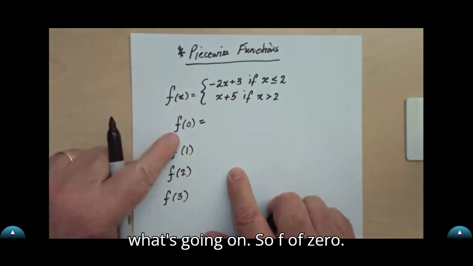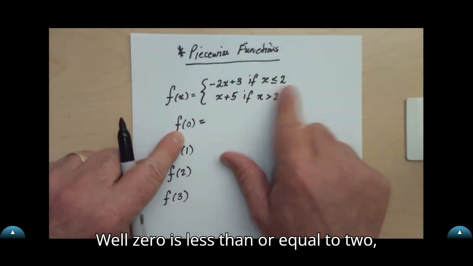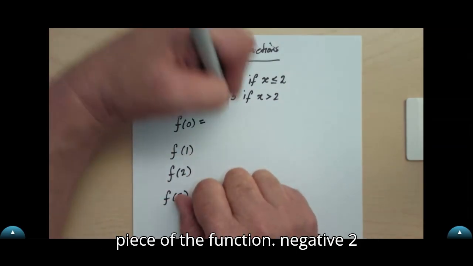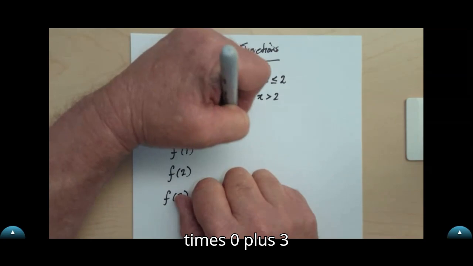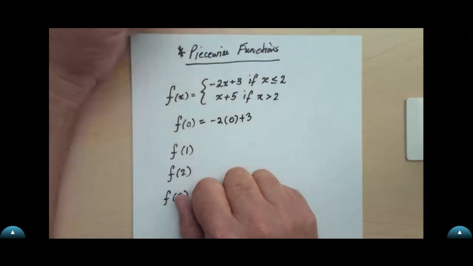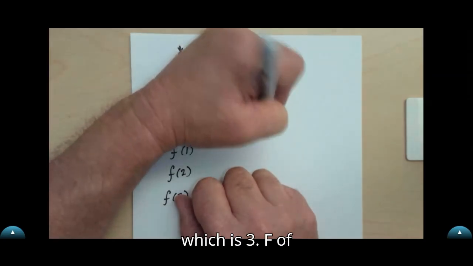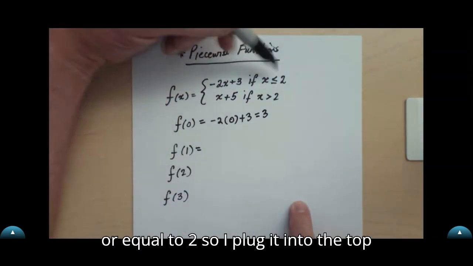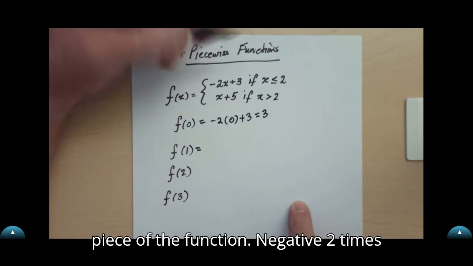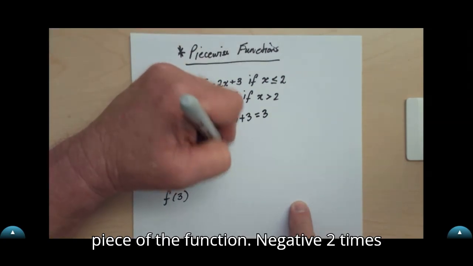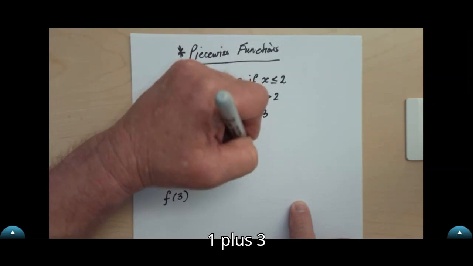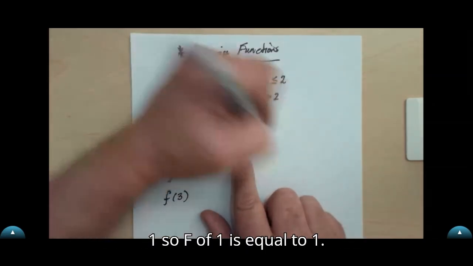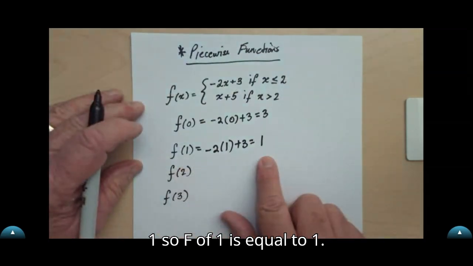So we'll just find some functional values here just to make sure everybody sees what's going on. So f of 0. Well, 0 is less than or equal to 2, so I'm supposed to plug it into the top piece of the function. Negative 2 times 0 plus 3, which is 3. F of 1. Well, 1 is also less than or equal to 2, so I plug it into the top piece of the function. Negative 2 times 1 plus 3. And so that's negative 2 plus 3, which is 1.